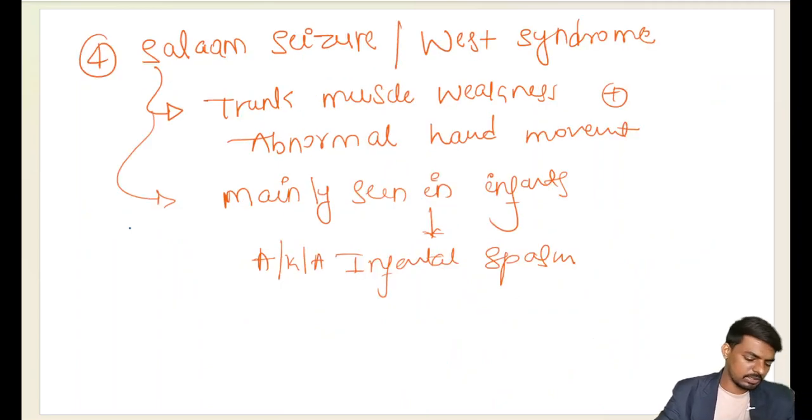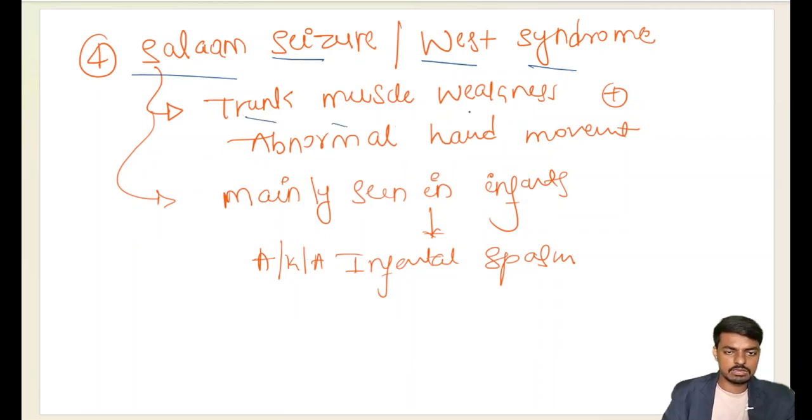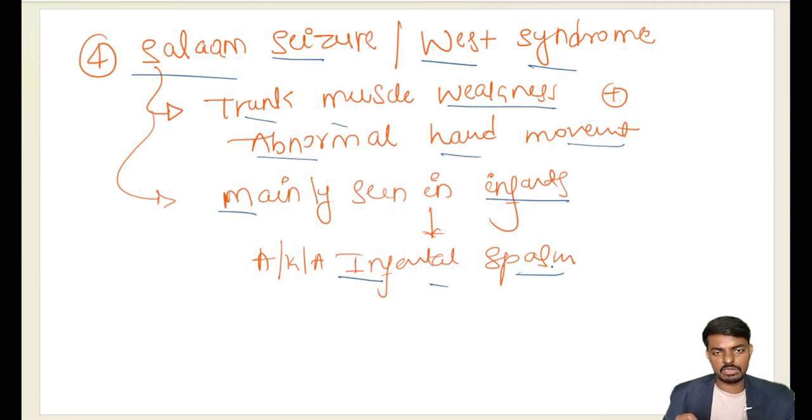One more seizure we have in the generalized seizures is the Salaam seizure, or West syndrome, or also the infantile spasm. Here trunk muscle weakness with abnormal hand movement occurs, and we call that a Salaam seizure, or West syndrome, or infantile spasm, because it is mainly seen in infants. So you can type in Google and watch videos on the Salaam seizure.